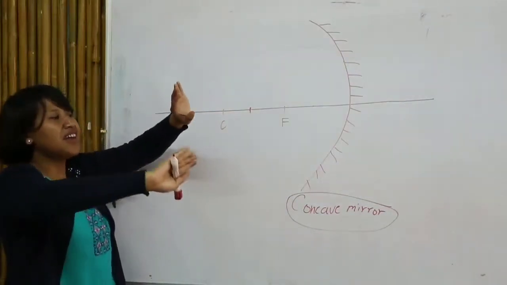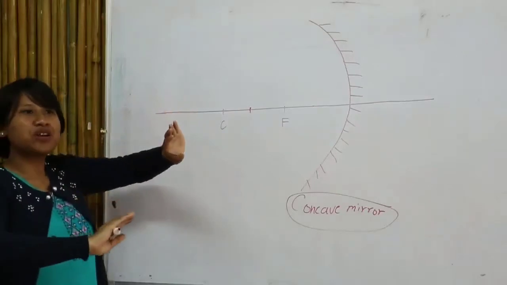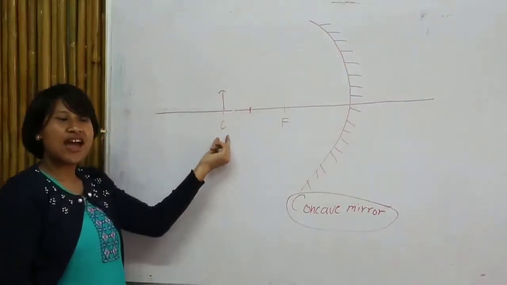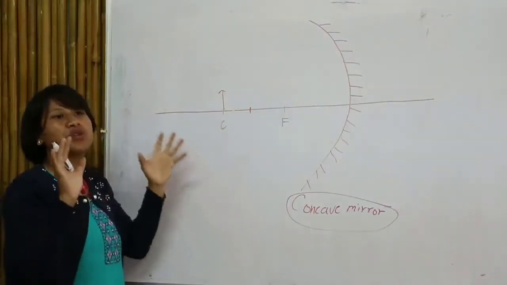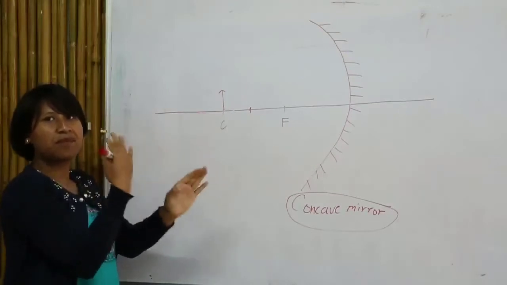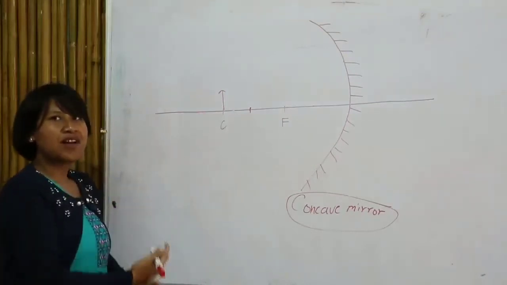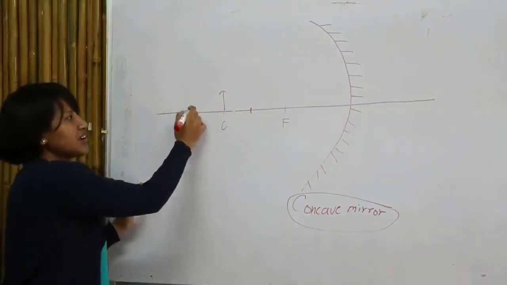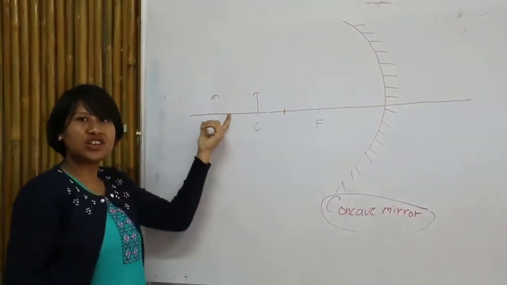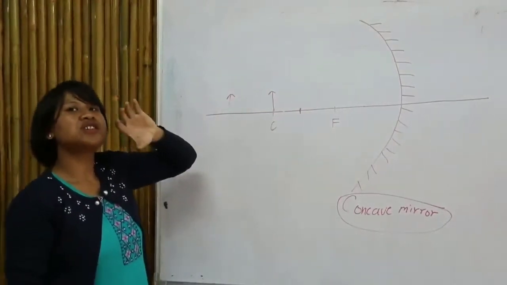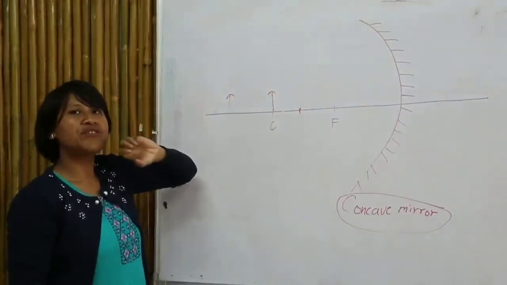Then again you move backwards, and now you will reach C. At C again it will be real and inverted, but the size will be the same. Then again you move backwards, beyond C. Then you will find that the size of the image is very small.